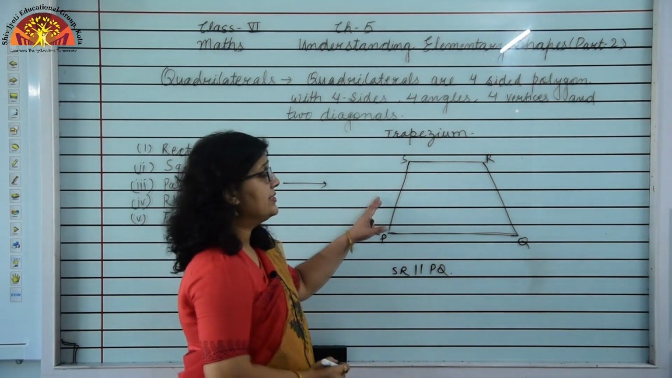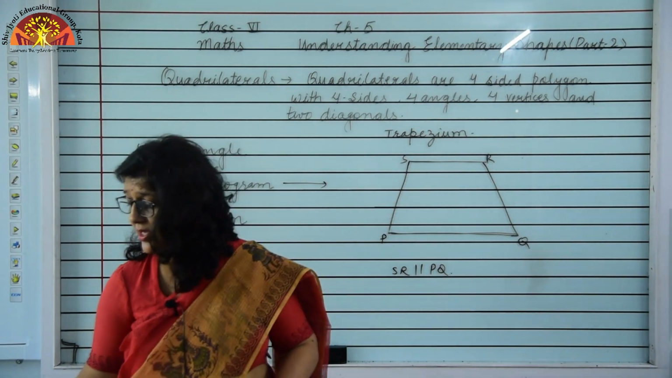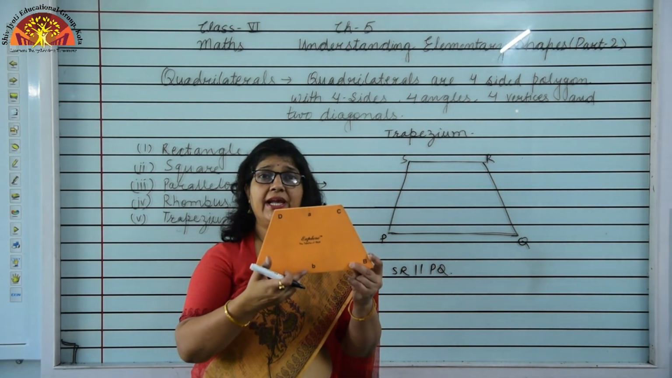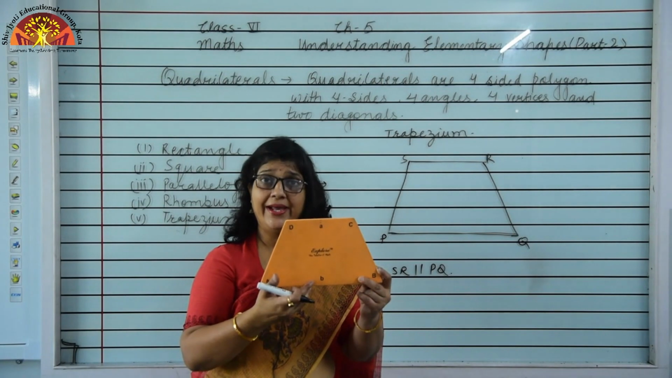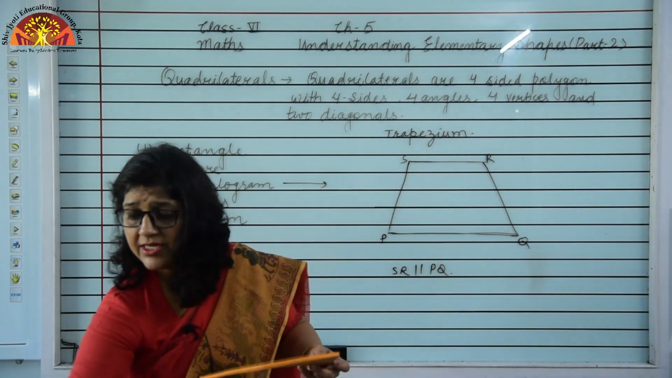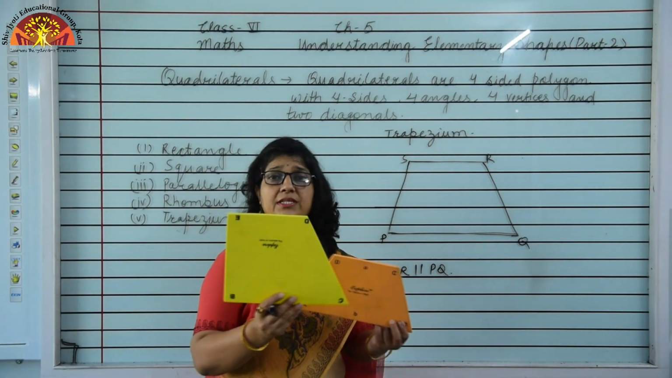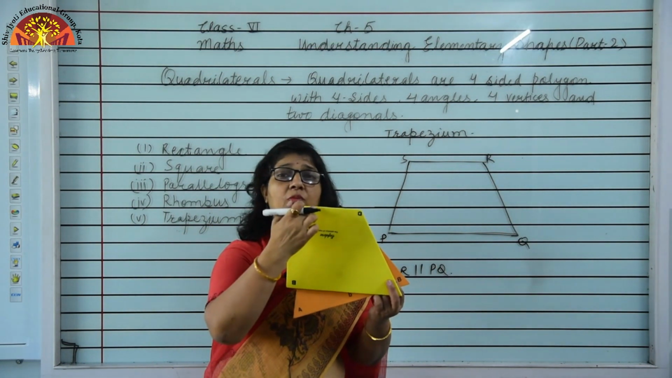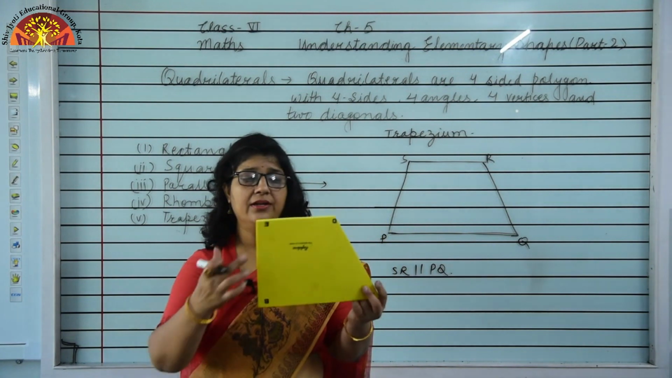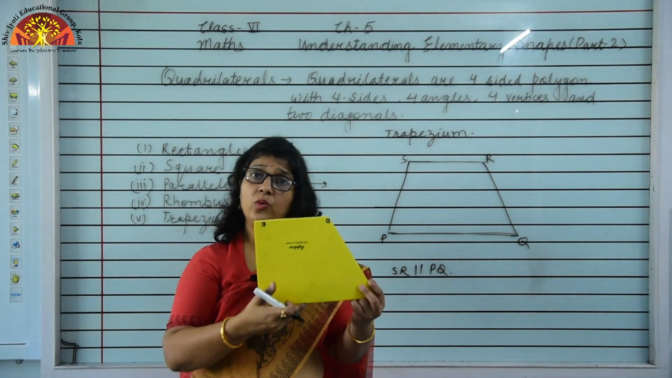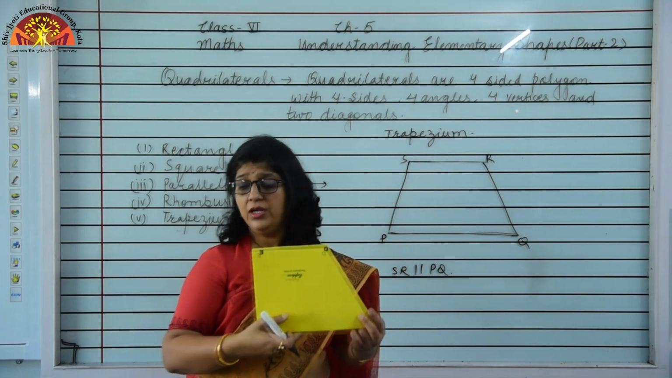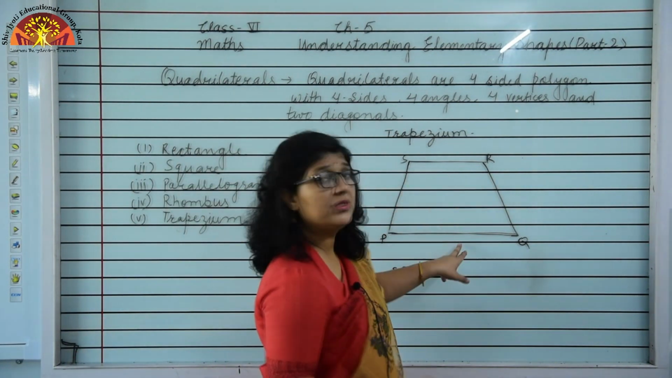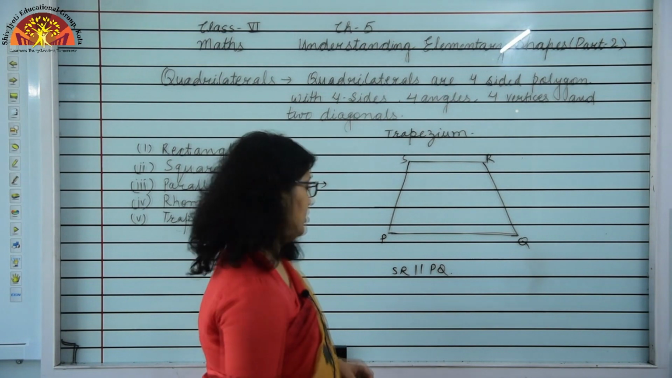Understood? Now this is the shape of trapezium. This is a trapezium. One pair of opposite side is parallel. Understood? This is also a trapezium, because in this quadrilateral one pair of opposite side is parallel to each other. Understood? So trapezium में क्या होगा कि one pair opposite side का आपका parallel होगा.